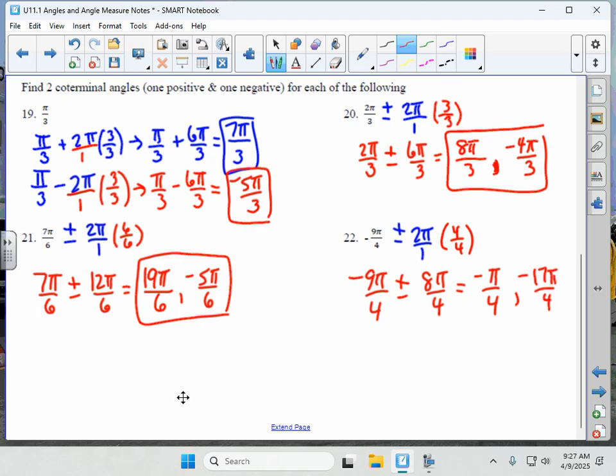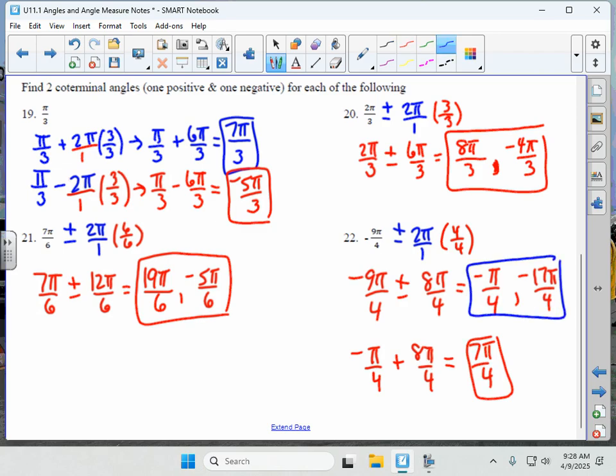Now we have two negatives, but we haven't found a positive one yet. All right, so let's take the smaller one, negative pi over 4. Let's add on another 2 pi, or 8 pi over 4. Again, that's just another 2 pi, 1 revolution. So if we add on another 8 pi over 4, that should make it positive, and it does: 7 pi over 4. All right, so here's a positive one, and then you could give either of those for the negative. It wouldn't matter as long as you give one of the negatives. All right, and that should be it.